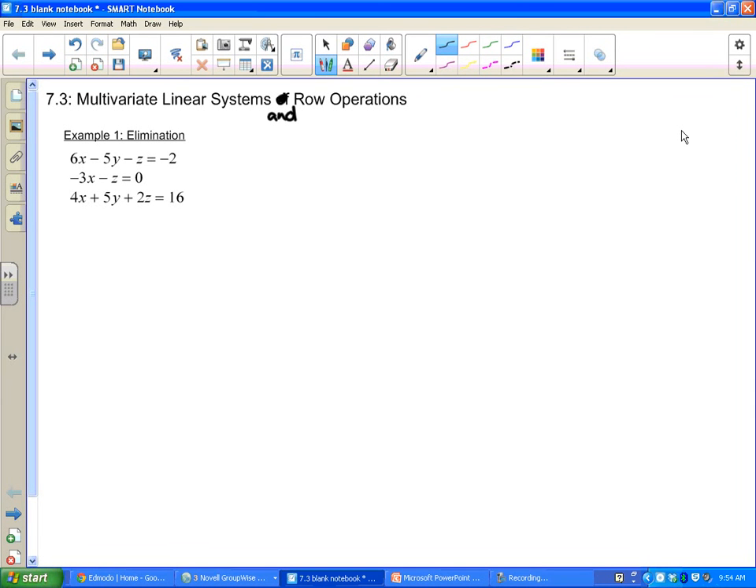7.3 multivariate linear systems and row operations. We're going to start off by using elimination to solve systems of 3 variables. So on this first example, we have an equation with 3 variables, an equation with 2 variables, and an equation with 3 variables. So our goal here is going to be to make it to where we have 2 equations that have only 2 variables, the same 2 variables in it.